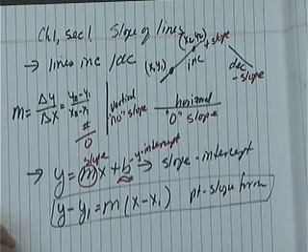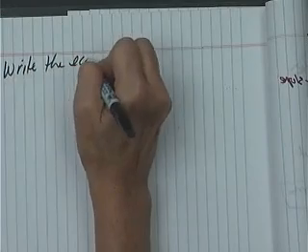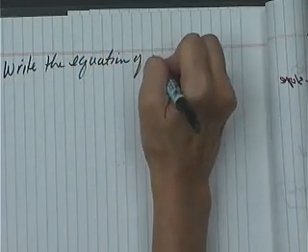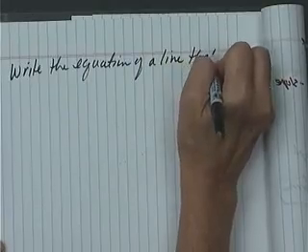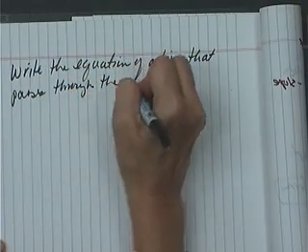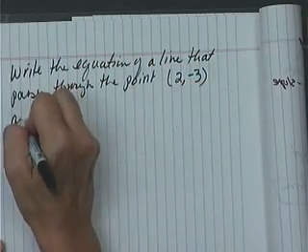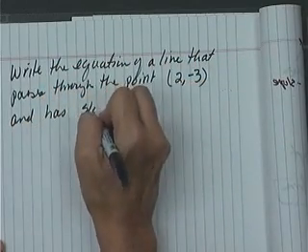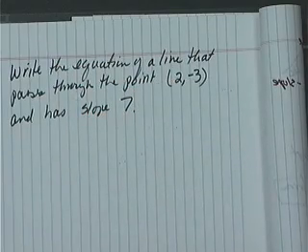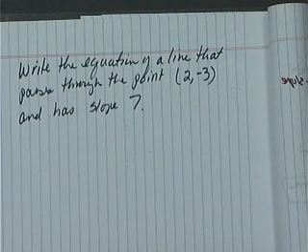All right, equations of lines. All right, so let's just write an equation of a line, and then we'll look and see if it covered what we discussed. Write the equation of a line that passes through the point (2, -3) and has slope 7. Okay, write the equation of the line that passes through the point and has that slope.